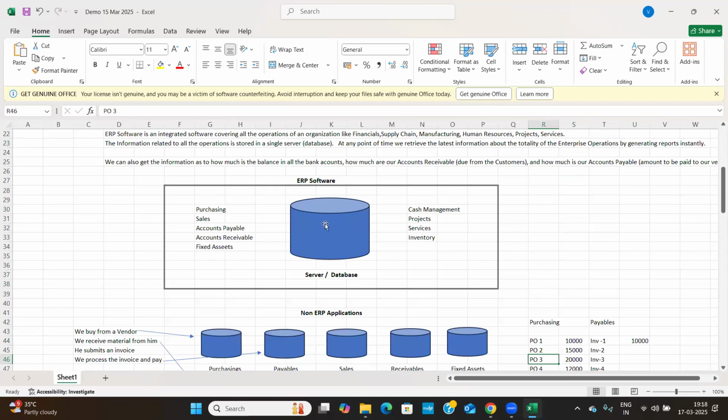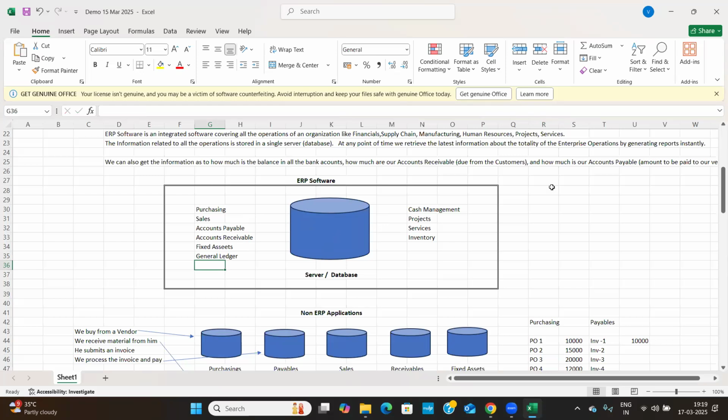In the same server, you will have every piece of information. The purchasing information will also sit in the same place. Sales will be in the same place. Accounts payable, accounts receivable, fixed assets, and also your general ledger entries. Accounting information also will be available in the same server. Cash management, projects, services, inventory, all the information is available from the same place.